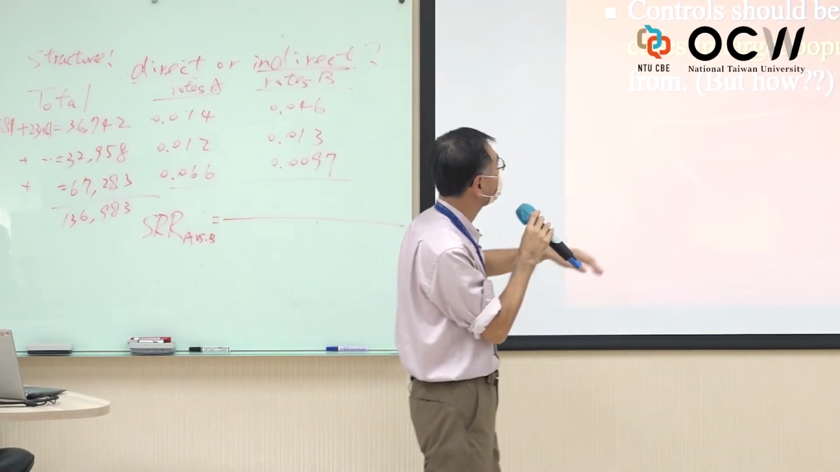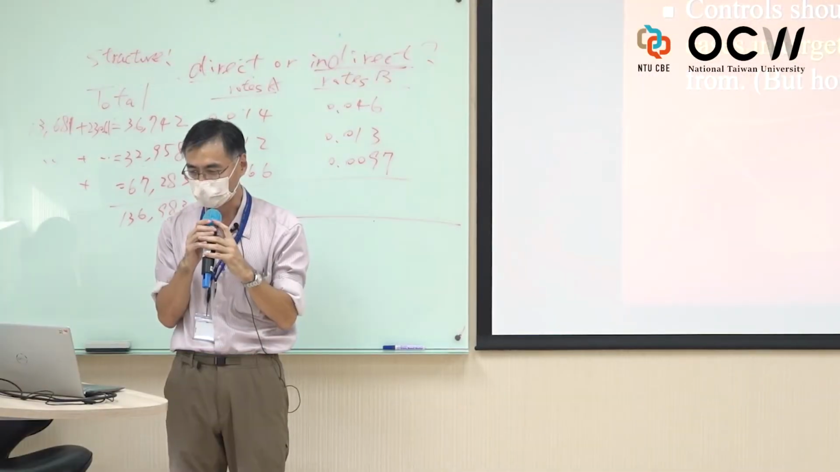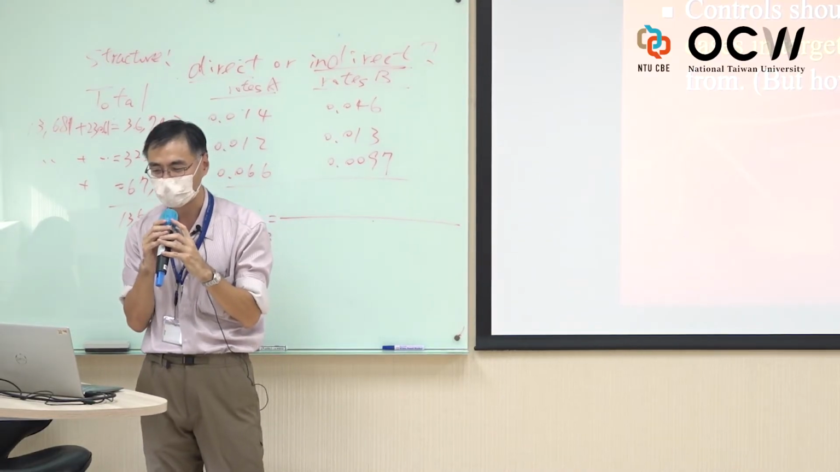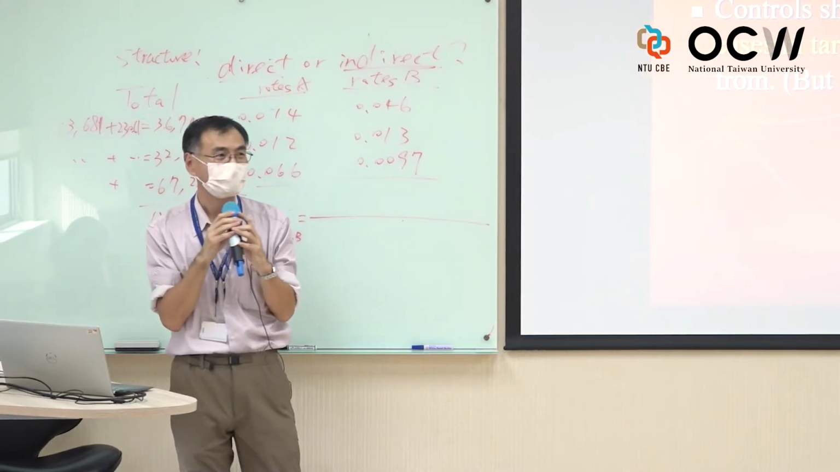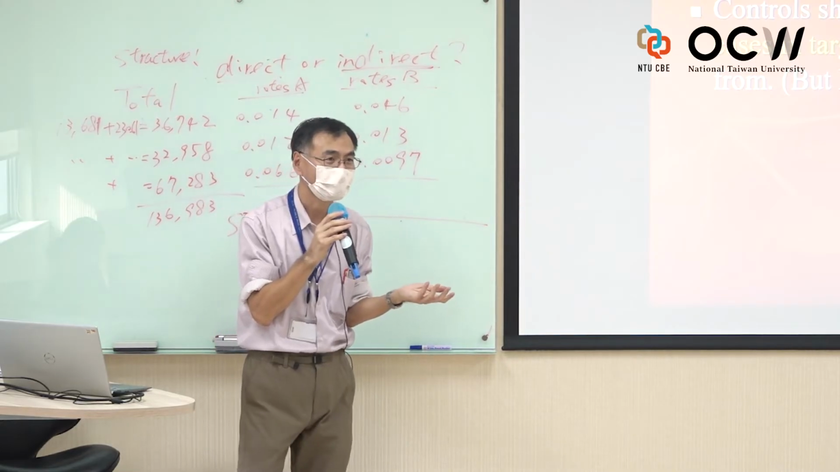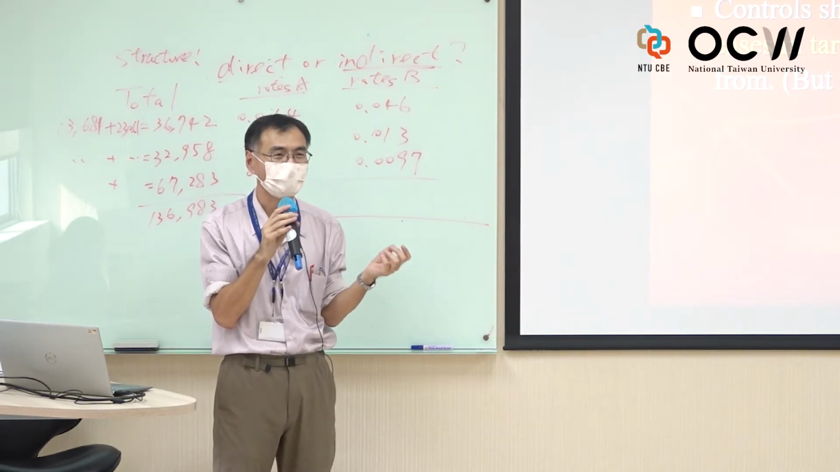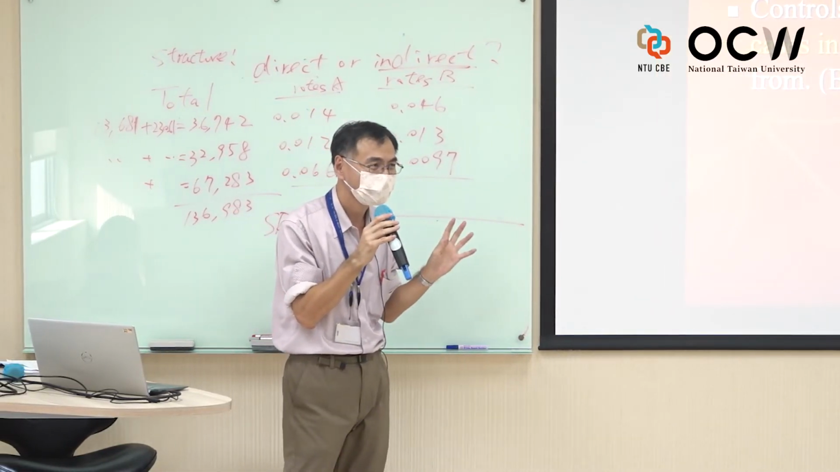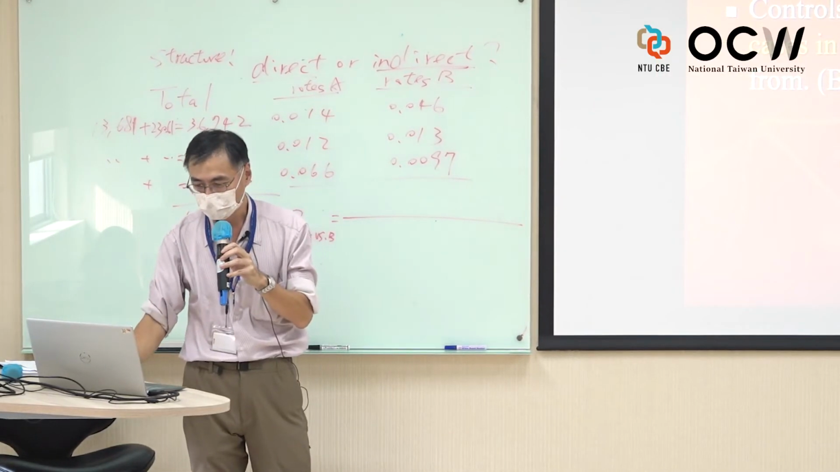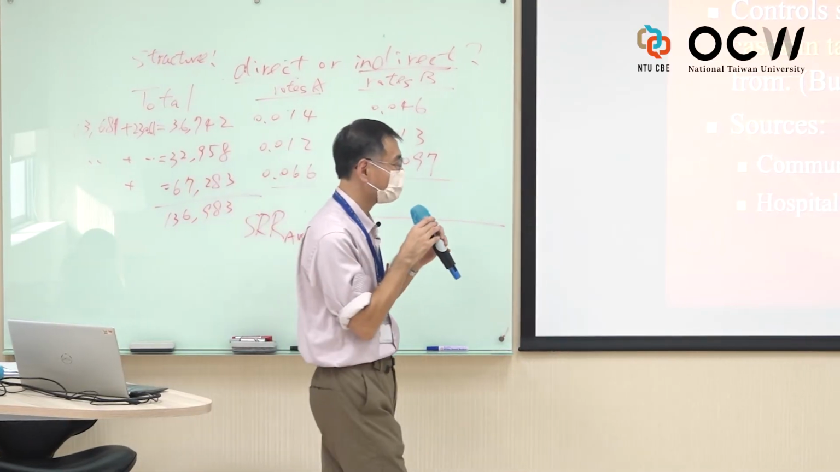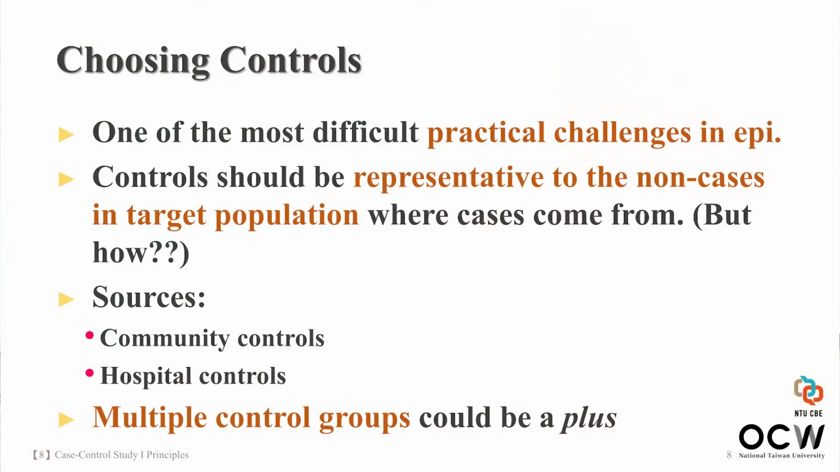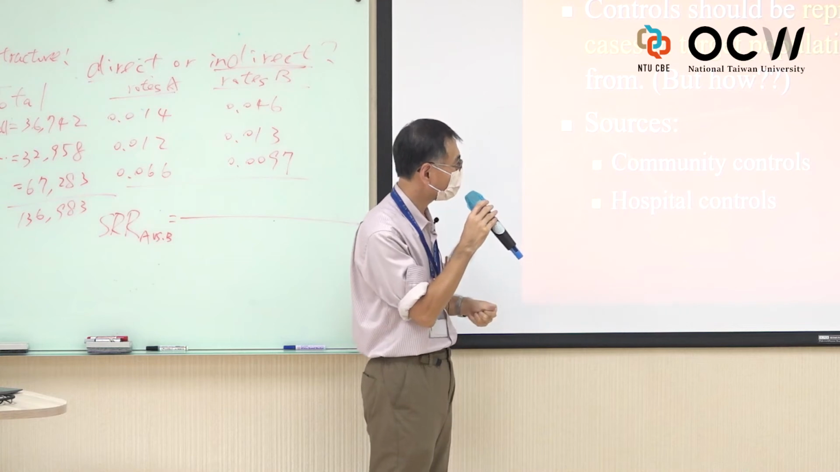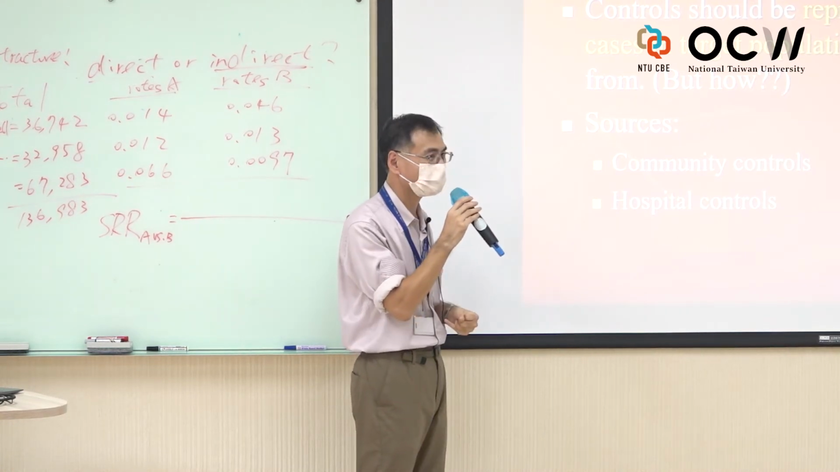Okay, so how do we solve the problem, right? How to enhance the representativeness of controls? A random sample, right? During an appropriate random process. And we have to make sure that they don't have the disease, right? Then that should be good enough. Okay, the resources. The first one will be community control. If we could go to the community and ask them or check them to make sure they don't have the disease, then that could be one of the resources for community control.